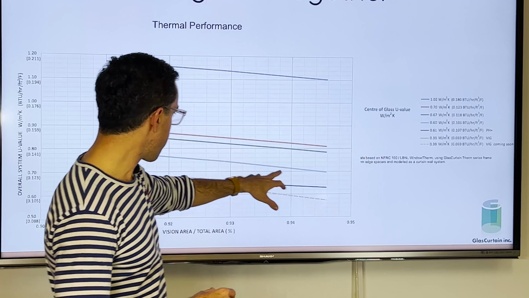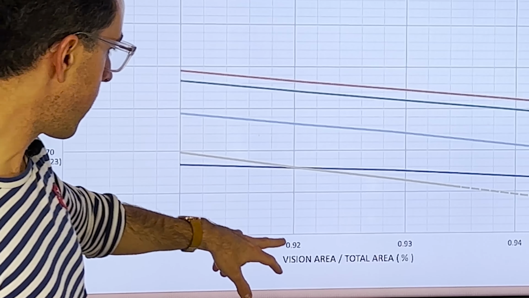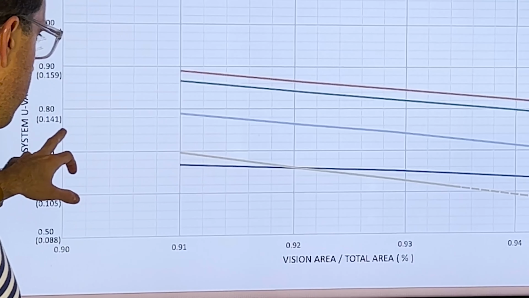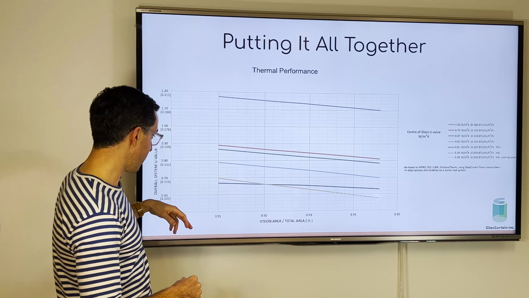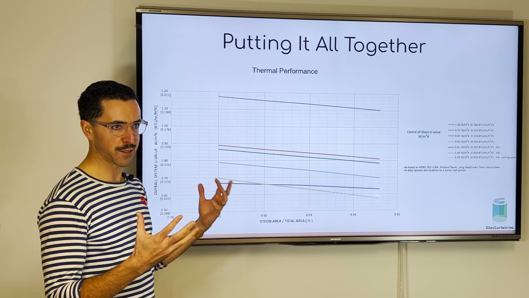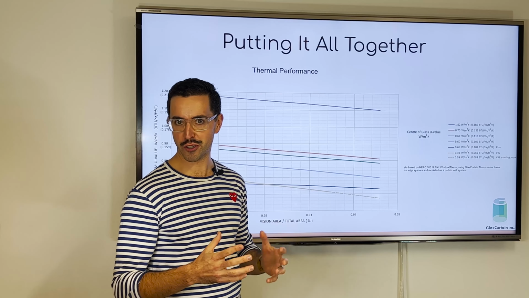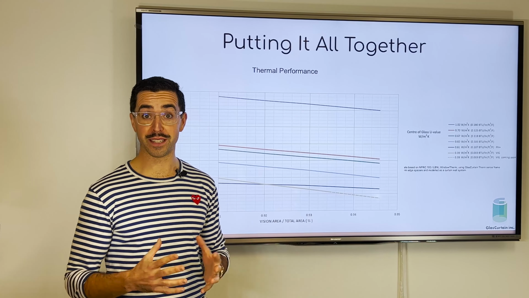That'll be the light blue line. That's our line kind of in the middle here. We have a vision area of 0.92, crossing over, voila, 0.96, or 0.76, excuse me, even better, 0.76 watts per meter squared Kelvin, overall system U value. That's pretty exceptional. That is pretty much the best curtain wall in the world for thermal performance.